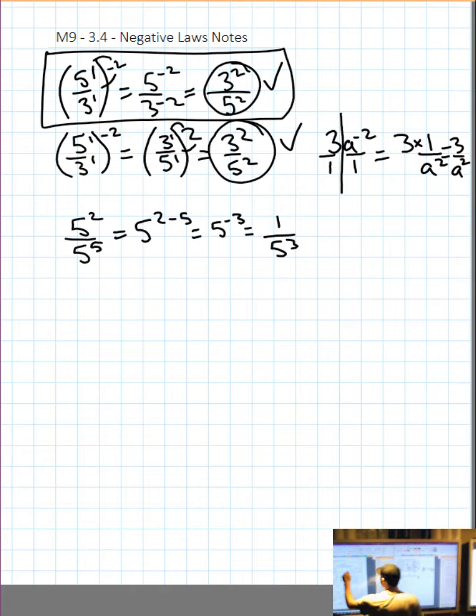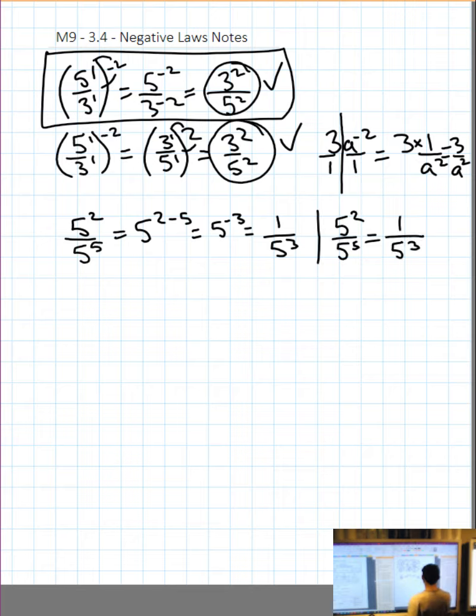Or you can just think through the theory. 5 squared is 5 times 5, and 5 to the 5 is 5 5s. You can cross off the 5s from top and bottom, and you're left with 1 over 5 cubed anyways. Or we can subtract from the bottom. 5 squared over 5 to the 5 equals over 5 minus 2 is 3, so we have 5 cubed on the bottom and put a 1 on the top. Just subtract from the bottom.